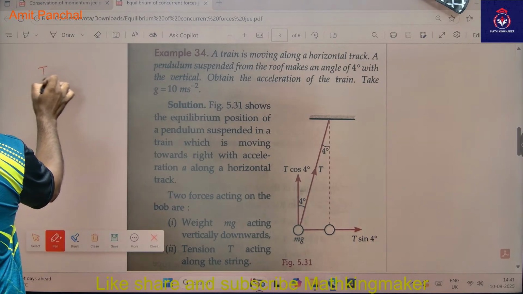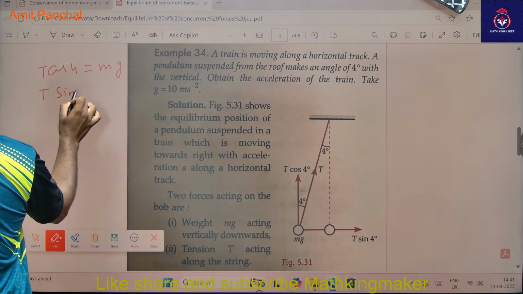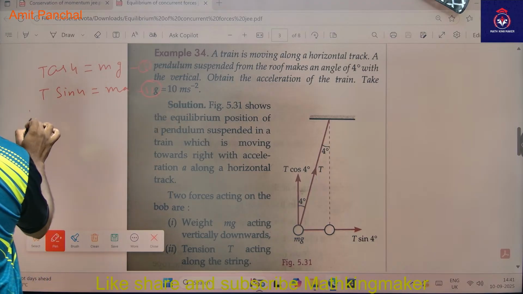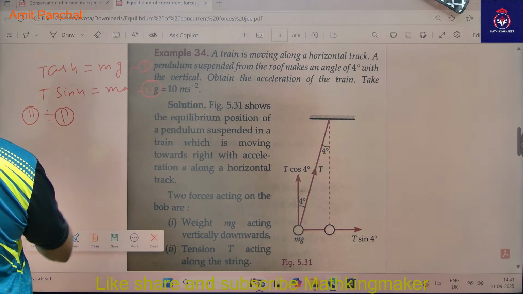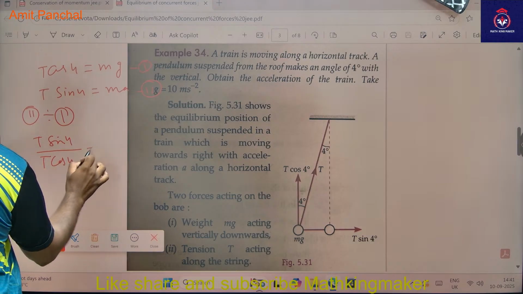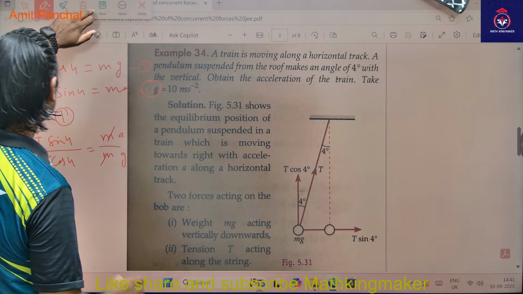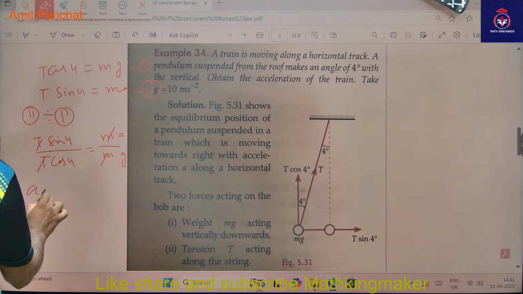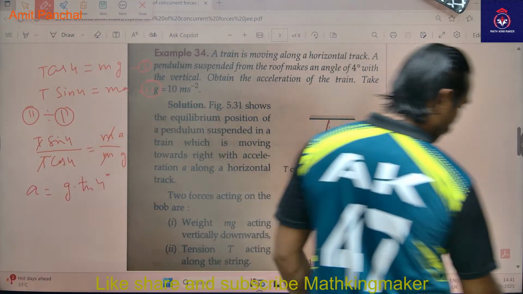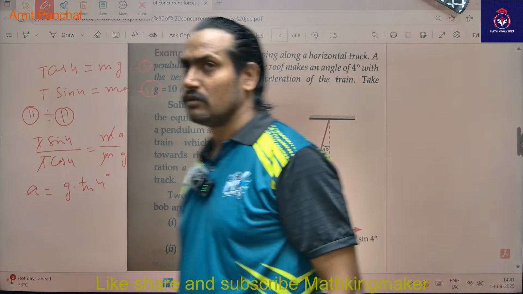T cos 4 is mg. T sine 4 is MA. If you divide 2 by 1, what will happen? T sine 4 by T cos 4 equals MA by mg. T cancelled. So A will be g tan 4. A would be g tan 4. Got my point?